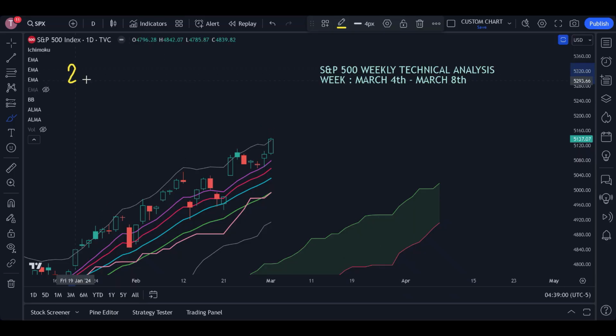Now guys, I am going to discuss the second point of the agenda of this S&P 500 weekly technical analysis. In this second point, I will do the technical analysis of the S&P 500 on the daily chart. This is the daily chart. Daily chart means one candle represents one day, not 1 hour or 1 week. One candle means one day.